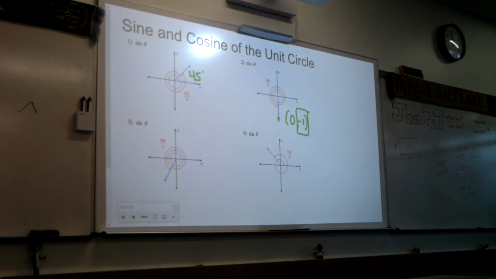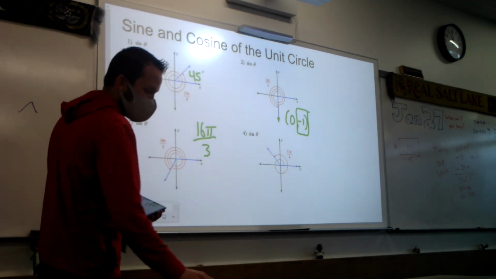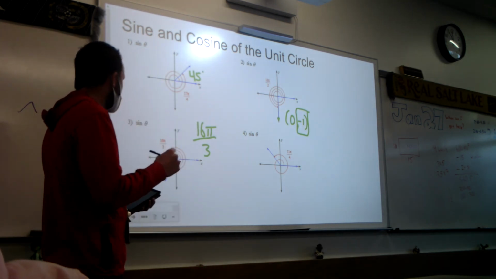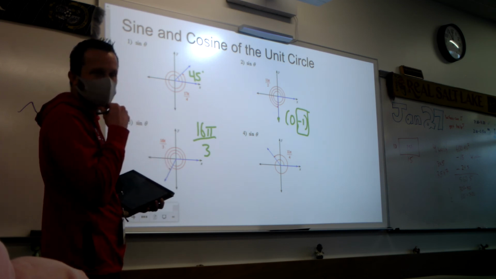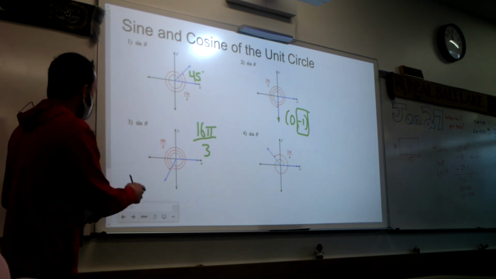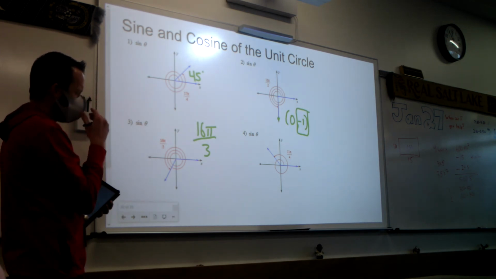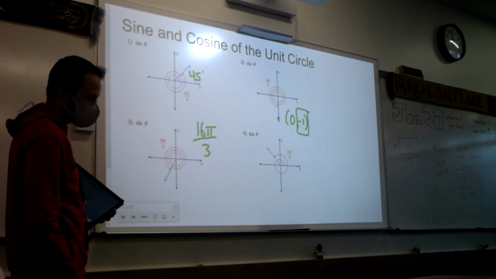And then for the 3, is that the denominator? It's 16 pi thirds. So if your denominator is a 3, it's going to be a 60-degree reference angle. If it's a 6, it's going to be a 30. It's kind of opposite. But this one might be a good one for us to practice, because I'm not sure if this is going to be 60 or 30, 210 or 240.